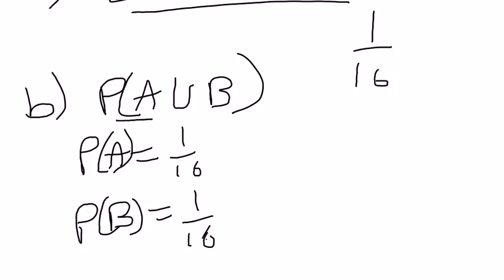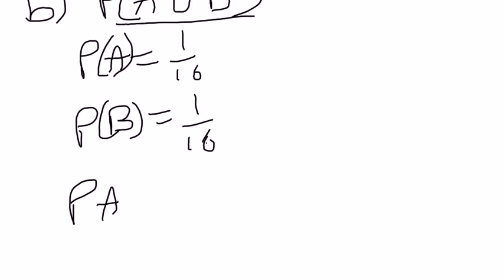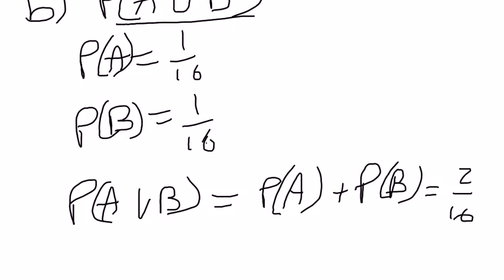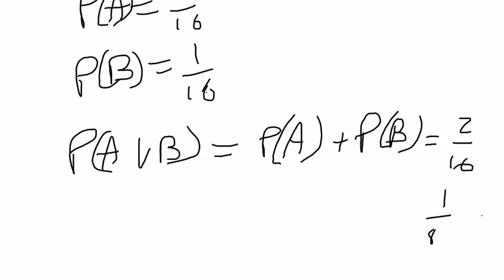Are these mutually exclusive? If they are, the probability of A or B is going to equal the probability of A plus the probability of B. So 2/16 or 1/8. Now, why are they mutually exclusive? Because all boys can't happen at the same time as all girls. Either one could happen or the other, but they both can't happen at the same time.